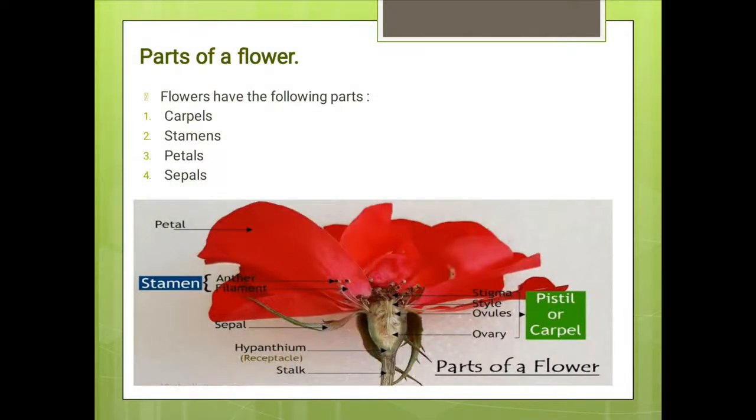Okay, now let's look into parts of flowers. So flowers usually have carpels, stamens, petals and sepals. If you look at the picture, you can easily see the parts, and in the next few slides we will learn about these parts in more detail.